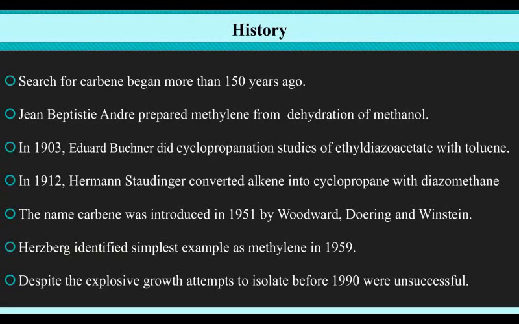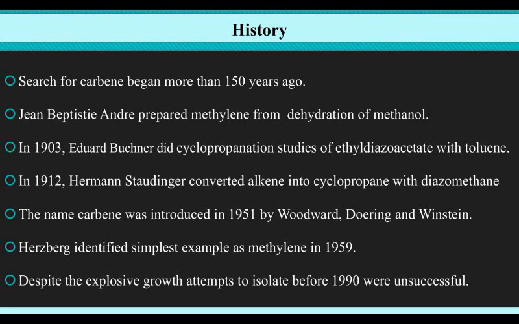The search for carbene began more than 150 years ago, and it was Jean-Baptiste Dumas who prepared methylene for the first time from dehydration of methanol. He used a dehydrating agent like P2O5 and prepared methylene. In 1903, Eduard Buchner did cyclopropanation studies of ethyl diazoacetate with toluene. In 1912, Hermann Staudinger converted alkene into cyclopropane with diazomethane.